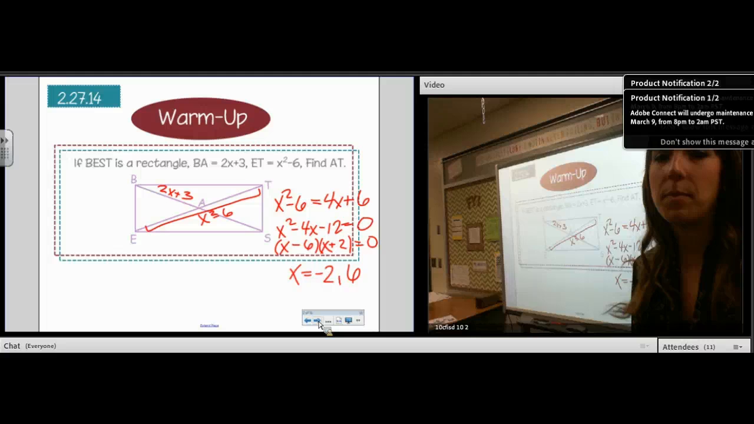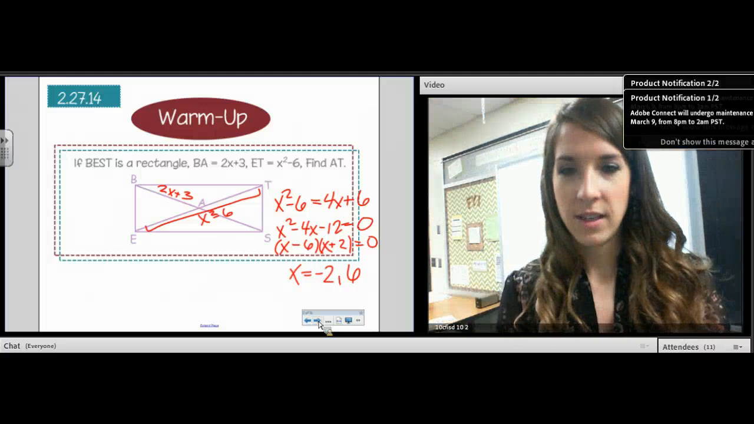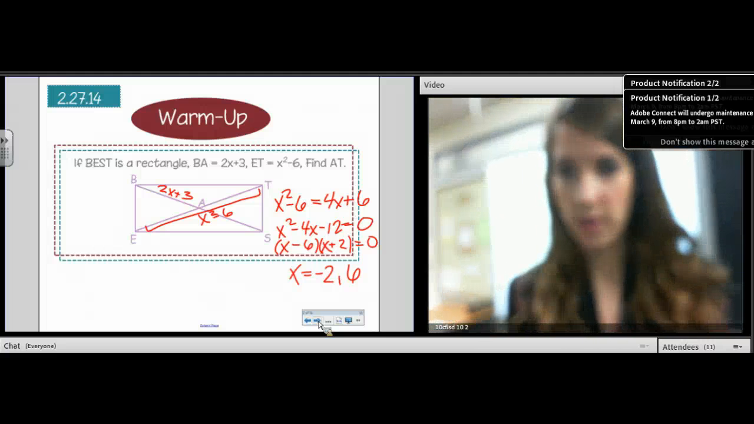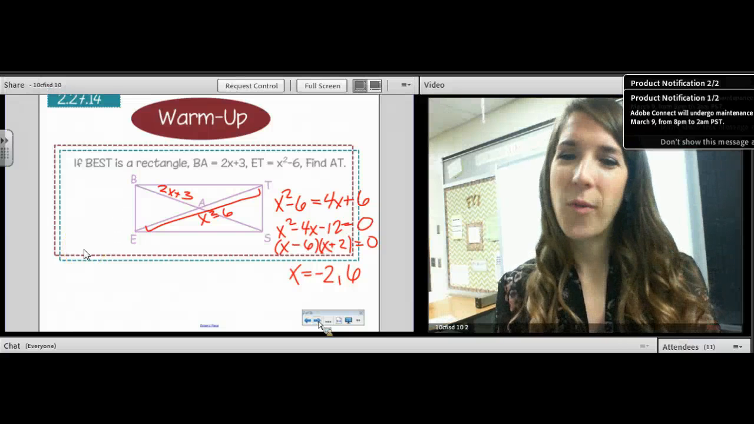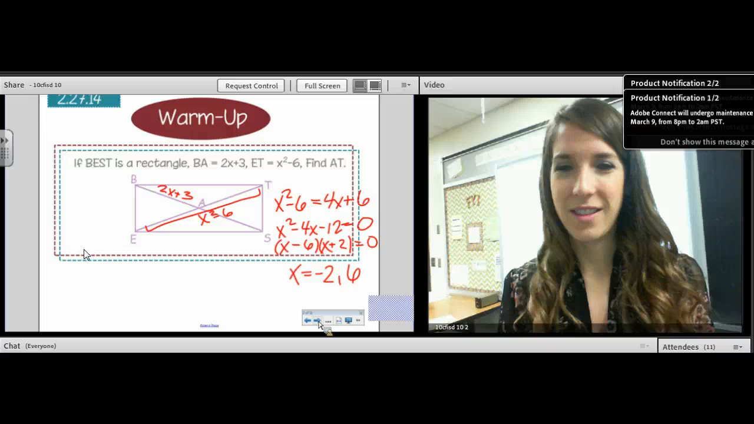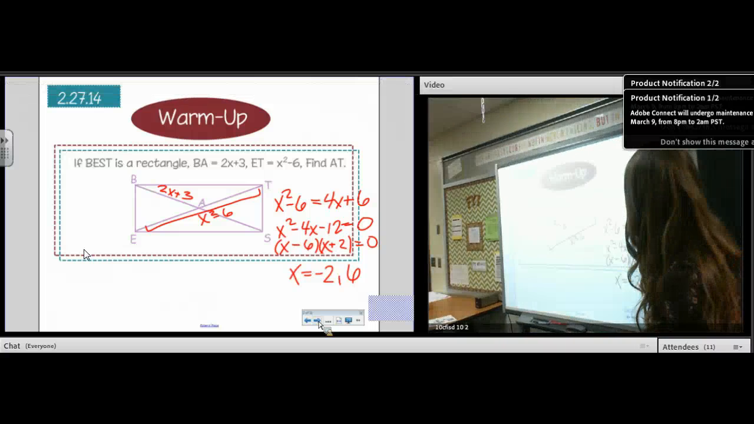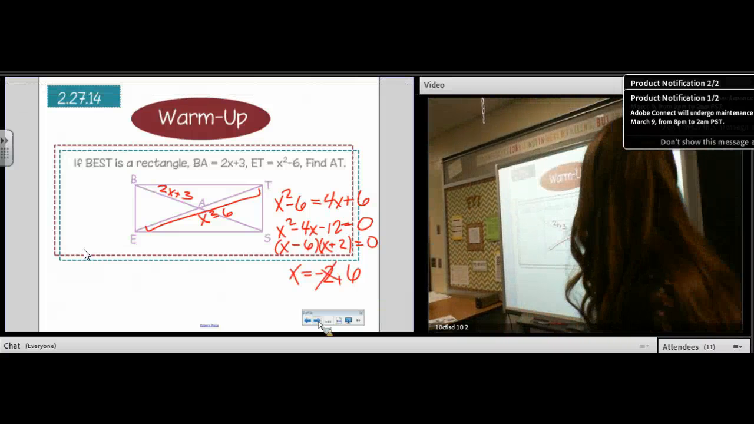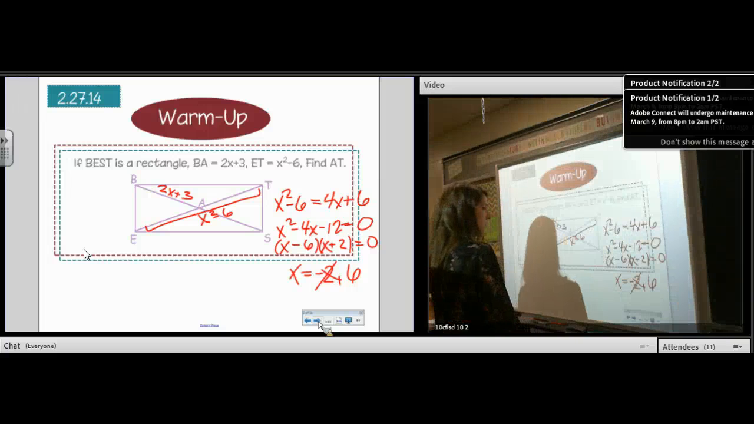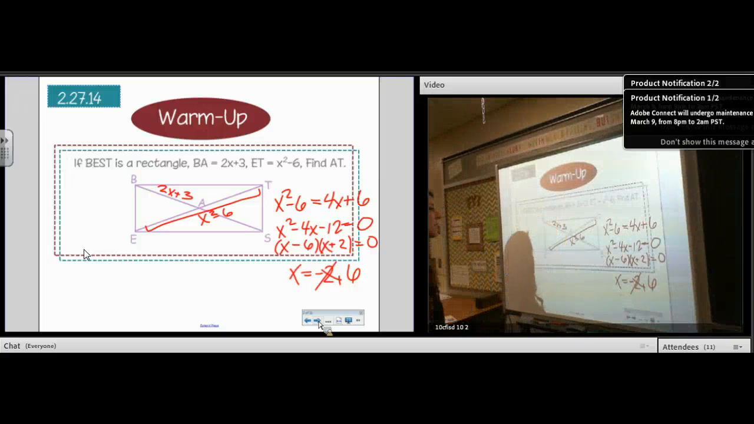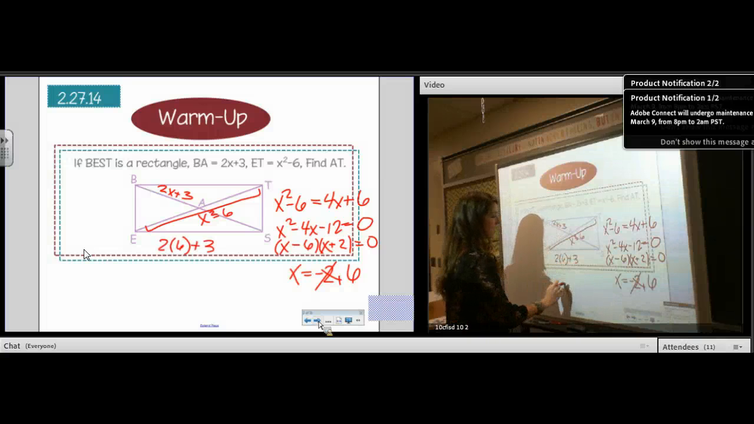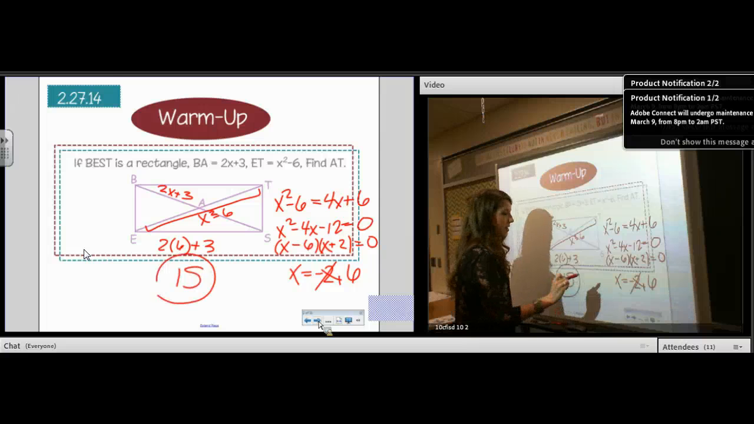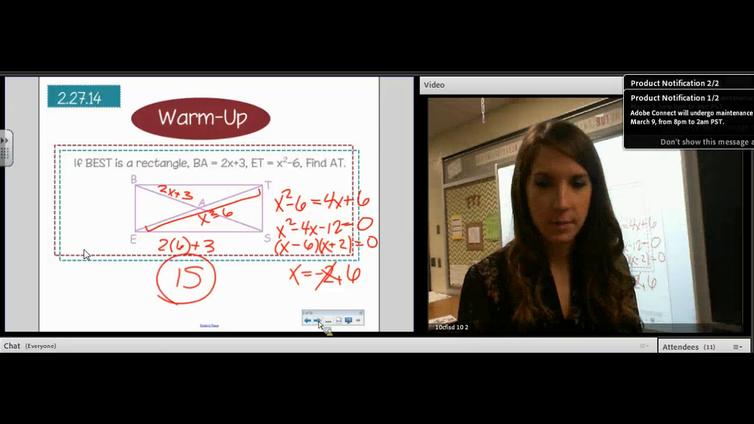And then we plug it in. What happens when we plug negative 2 in? We square it and we get a positive number. That's cool. But 4 minus 6, that's no good. That's a negative side. So we would want to throw that answer out. So then we would find AT. Oh, so we would plug 6 in. 2 times 6 plus 3. And all of you were already done. You were saying 15 and you were correct.